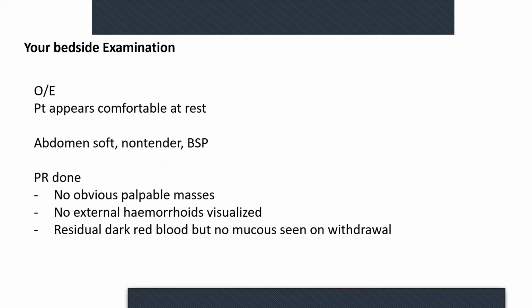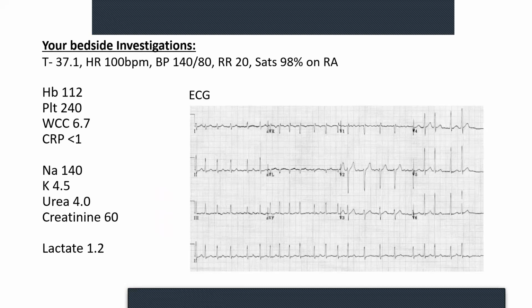So your bedside investigation: the patient's comfortable, the PR done, you didn't really see anything in terms of masses or external hemorrhoids, but there's a small amount of residual dark blood, but no mucus seen on withdrawal. So you do your bedside investigations, which show that this patient is in AF based on the ECG. The main thing you also want to look at is whether the patient's hemodynamically stable or unstable.